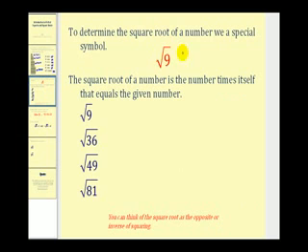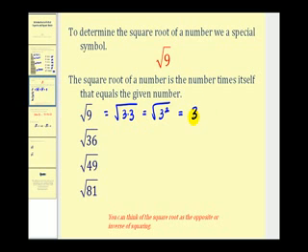To determine the square root of a number, we have a special symbol as we see here. This is the square root of 9. The square root of a number is the number times itself that equals the given number. What that means is, to determine the square root of 9, we need to determine what number times itself would give us 9. And since 9 is a perfect square, we can write 9 as 3 times 3, or if we wanted to, we could write 3 squared. Therefore, the square root of 9 is equal to 3. And again, the reason it's 3 is because 3 times 3 is equal to the given number 9.